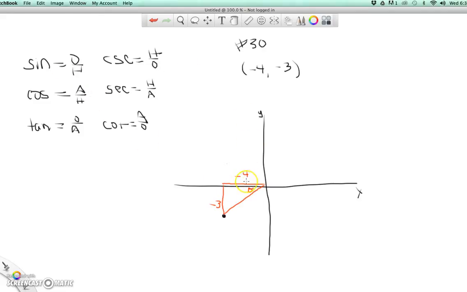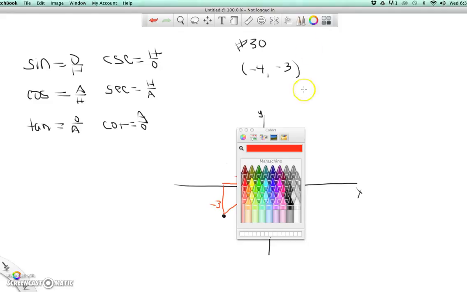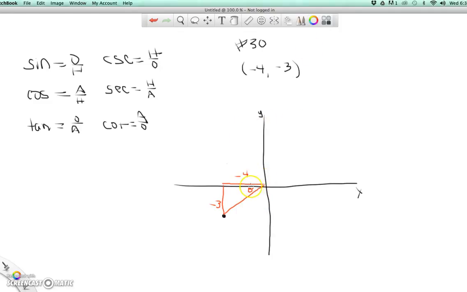Next you want to identify, from this angle, this one is the opposite. We'll put O, opposite, and then this one would be the adjacent leg, and this of course is your hypotenuse. So we need all three sides here. We got the A and the O, so we need the H.